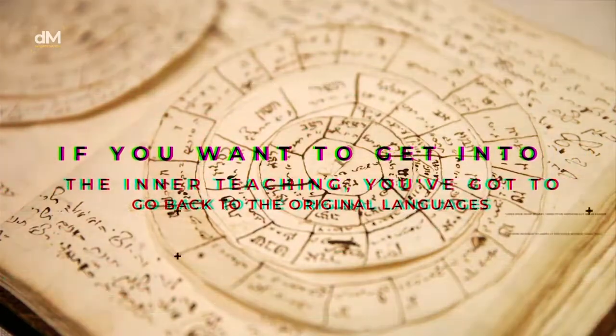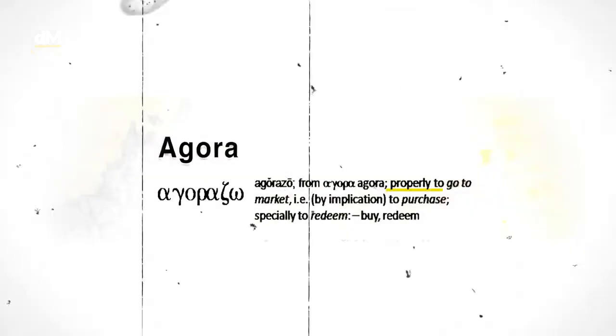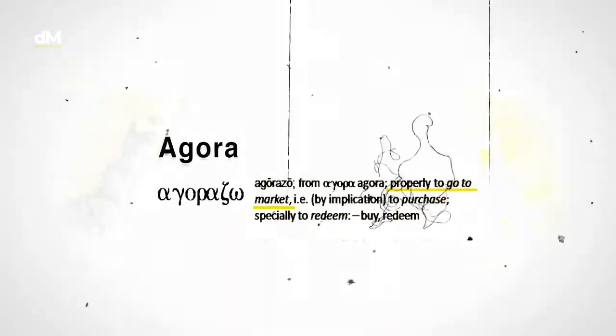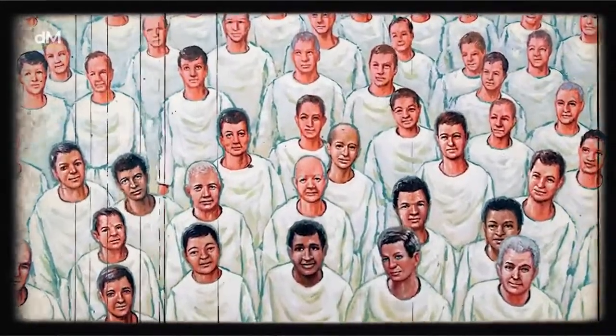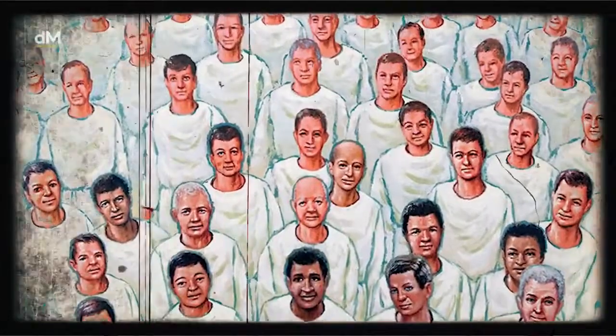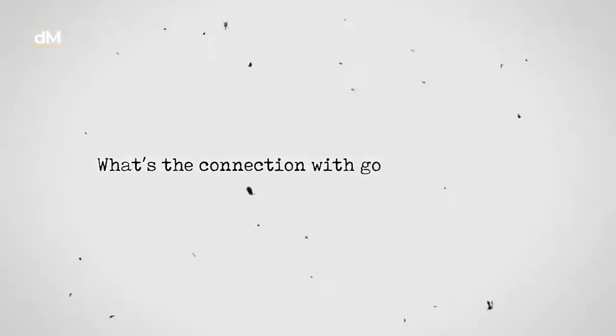And I'm not going to get too much into that, but the word redeemed is actually a very interesting word. It's talking about the redeemed of the earth, 144,000. We discovered that the word was agorazo, from agora, and it means to go to market. So basically what it's saying is that those who achieve salvation at the day of judgment are those who go out and go shopping. What's the connection with going to market?